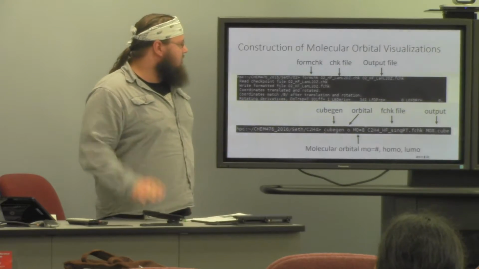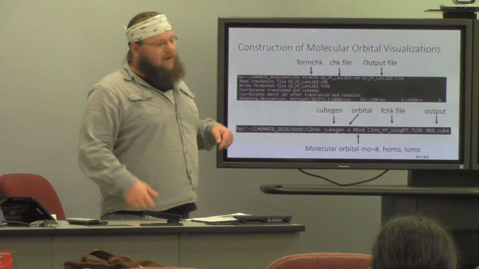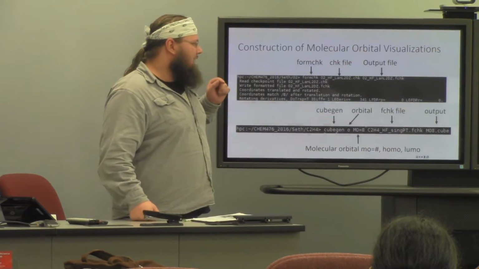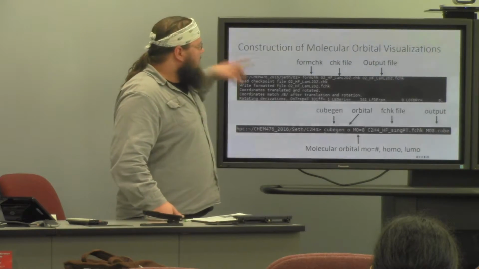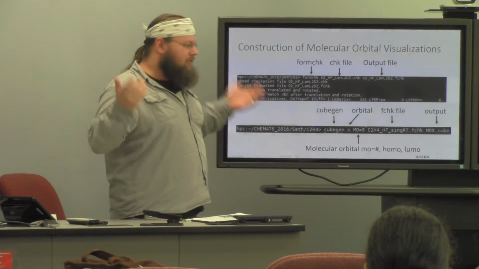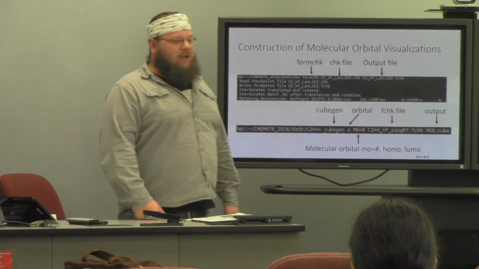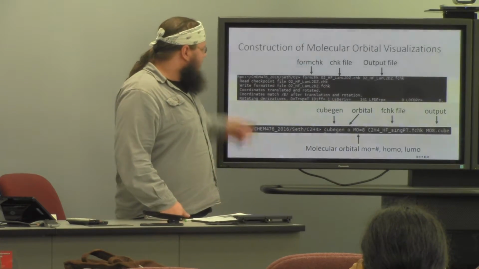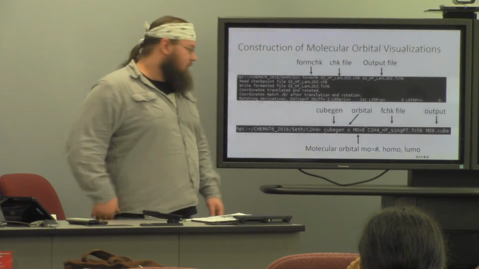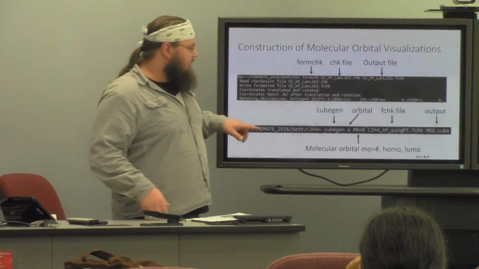So, construction of your molecular orbital files. We got a check file out when we run the calculations. You need to change that to a fcheck file, so use the formchk command. I did O2 because it's a very simple molecule. I have a check file, and then I tell it the output is a fcheck file. You get some output that tells you, hey, it worked. Then you take that fcheck file and make it a cube file using CubeGen.